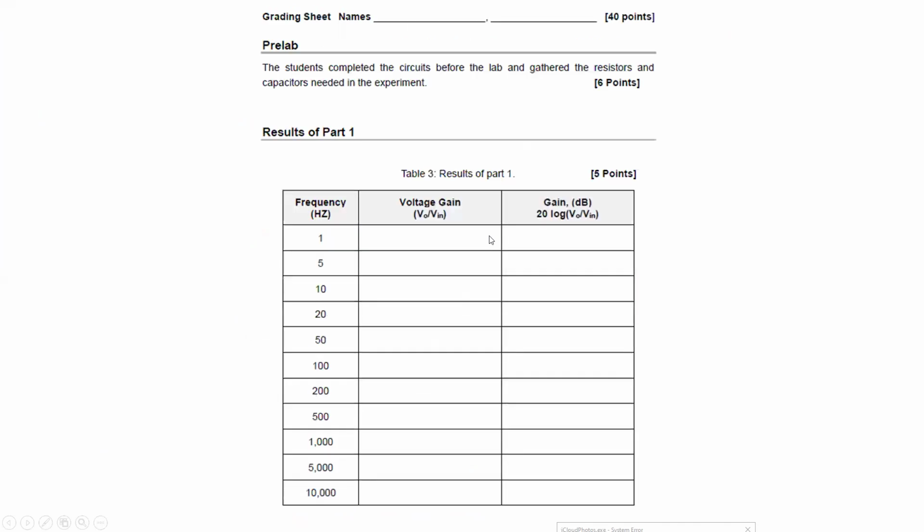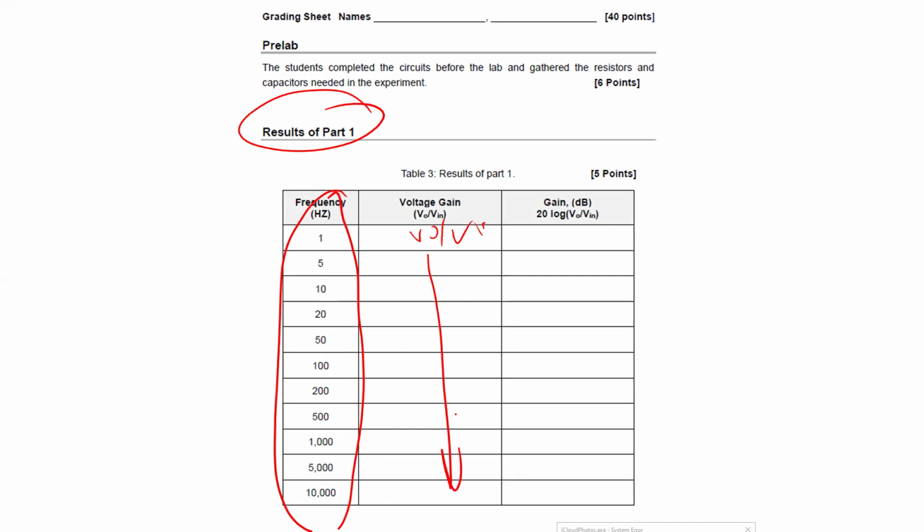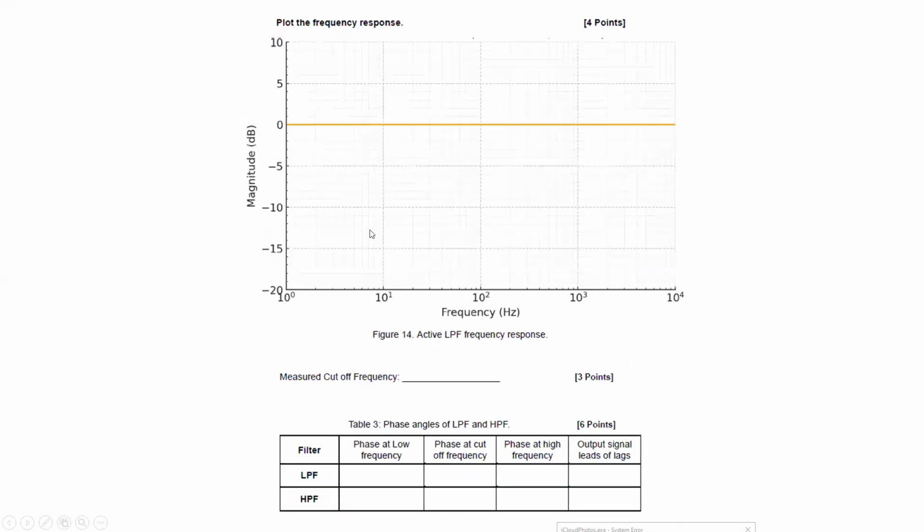That's it. So all you have to do in part 1 is change the frequency this way and calculate the ratio V output divided by V input. You have to fill this one up and then calculate the decibel value here. So this is the normal value, and this is the decibel value, 20 log here. Okay. And then I give you this figure here.